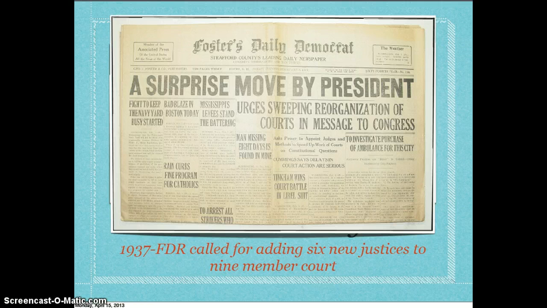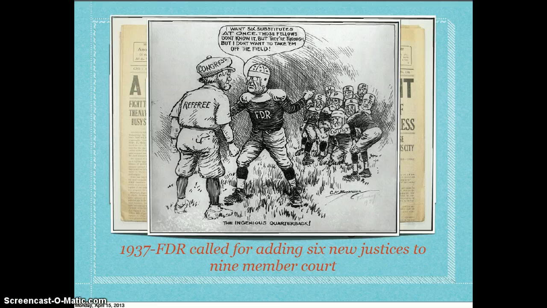A lot of people criticized this, and as I said earlier, they called it the Court Packing Plan. So we can see in this cartoon here of FDR represented as a quarterback says to the referee, "I want 6 substitutes at once, but these fellows don't know it, but they're going through. But I don't want to take them off the field," meaning that he just wanted to add players without taking them off. So Congress felt threatened by this action, did not add any more justices, but did end up passing more New Deal programs. So it did work out for FDR in the long run.